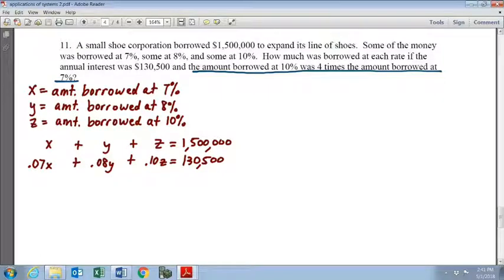So let's see, the amount borrowed at 10%, that's Z, was, that's past tense of is, which we use equal for, 4 times the amount borrowed at 7%, that would be 4x. So again, we want to make sure that this is in the right form. We need to get that x term on the left. So I'm subtracting 4x on both sides. I'm going to get minus 4x plus z equals 0. And so I'll use that instead of what was above. So now I'm ready to write my system.